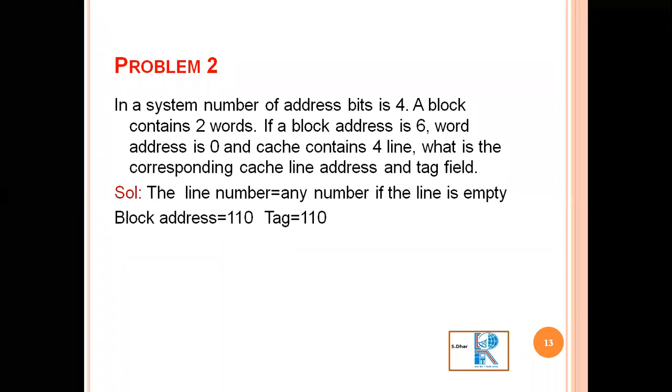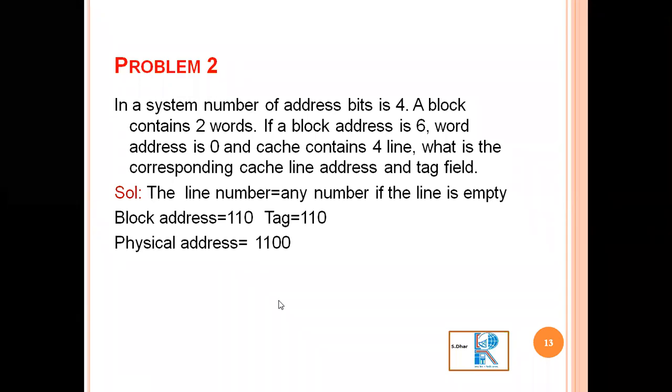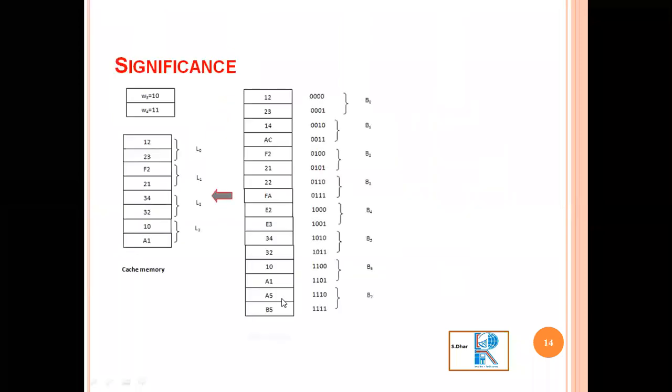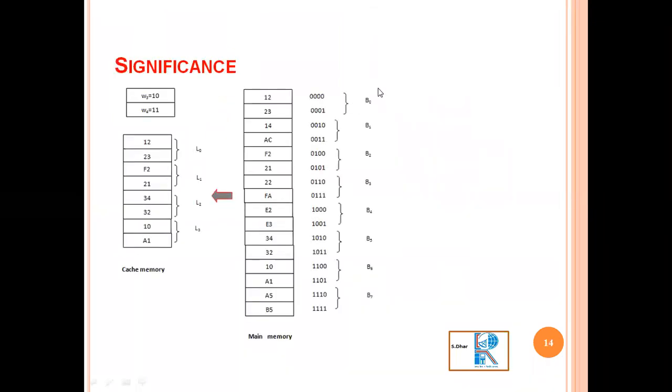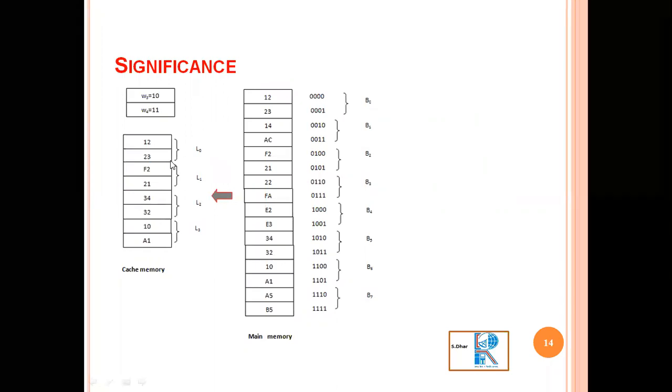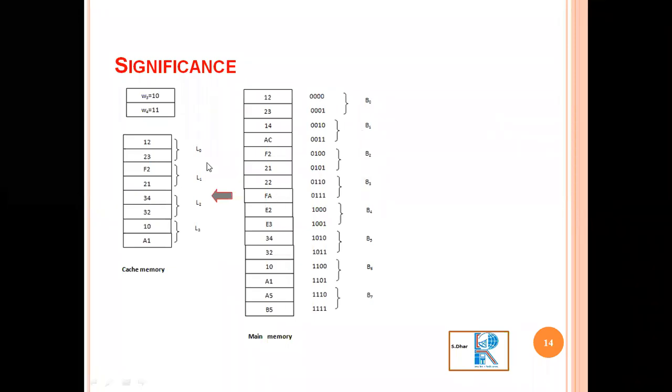Clear? See here, again the physical address is the same. See the significance. Suppose block 0 is stored in line number 0. At first it is empty, suppose. Then comes B1. Line 0 is already occupied. B1 will be stored into line 1, line 2, or line 3 randomly. Suppose it is stored in line 3. Then suppose B4 comes. It is stored into line L1. Then suppose B6. It is stored into line L2. Now all are occupied.